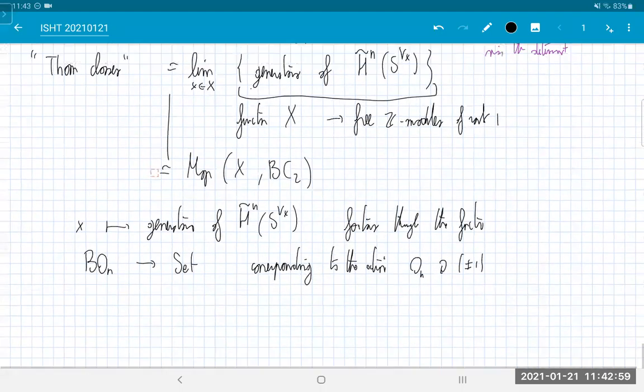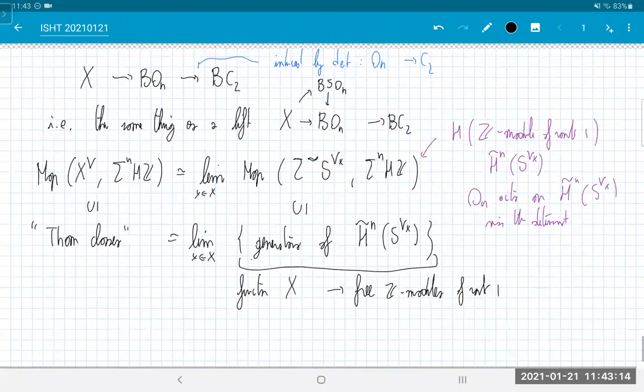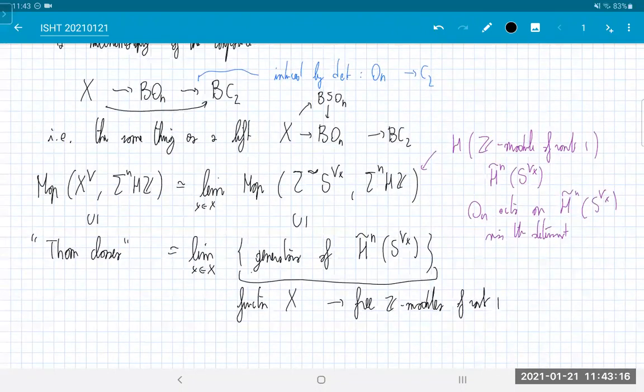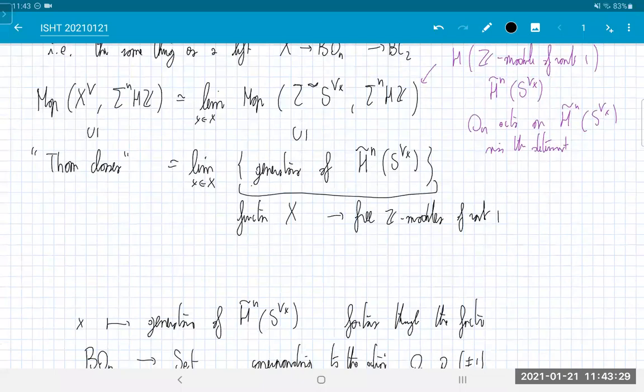Oh, of course, it's not maps. That's what I was trying to prove, something false. Of course, the set of orientations is not the set of maps from X to BC2, but it's the set of null homotopies of that map. I was trying to prove the wrong thing. I was trying to say that this map is an orientation, but a null homotopy of this map is an orientation. Oh yeah, sorry. Okay, good. Sorry for this confusion.